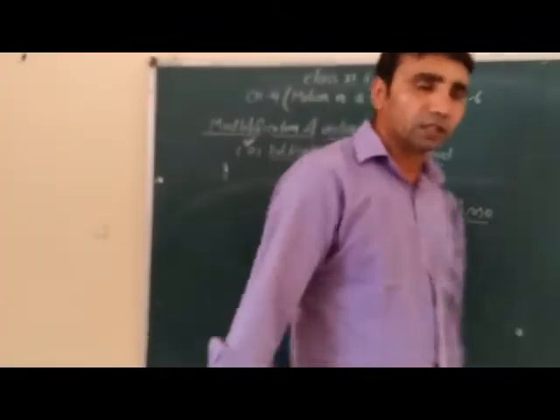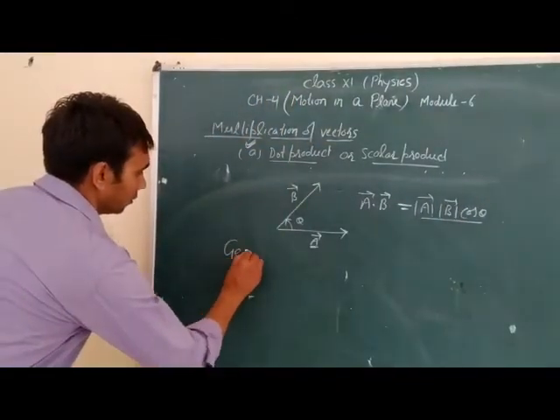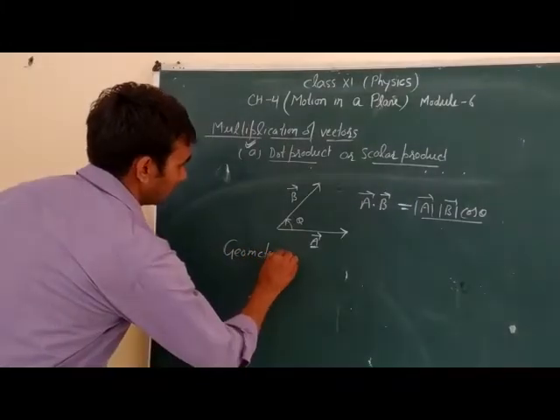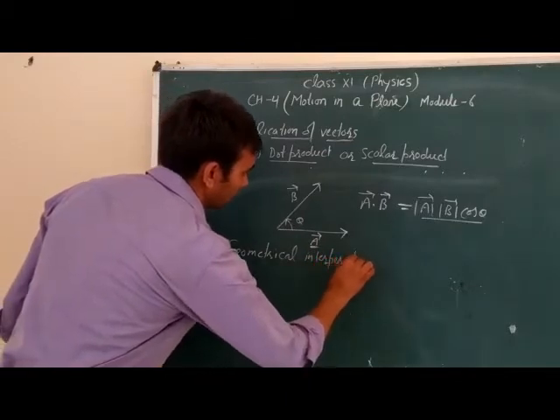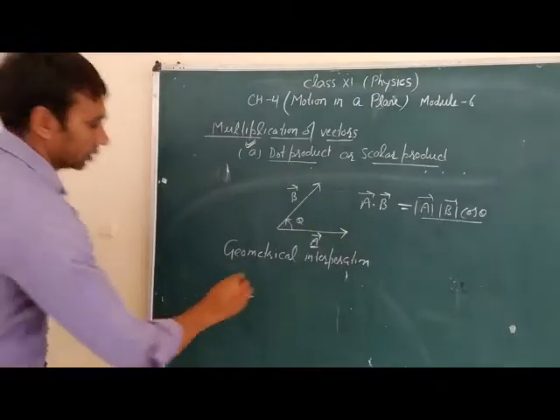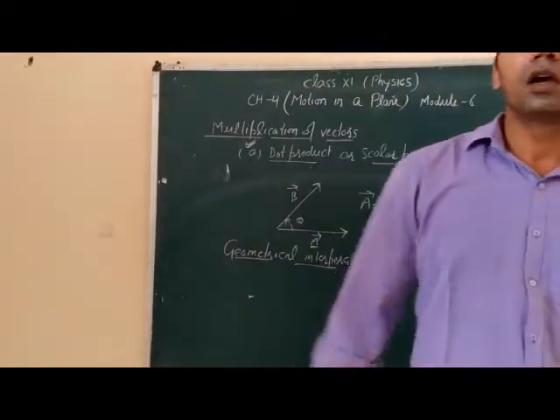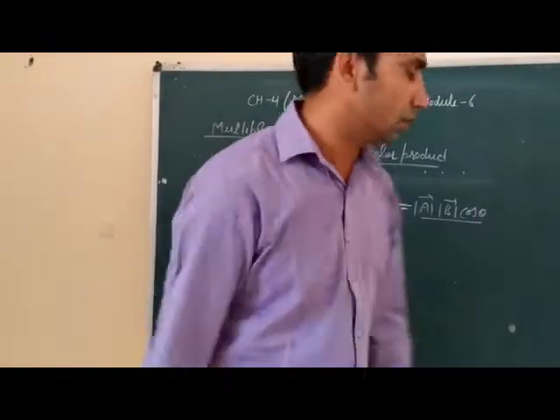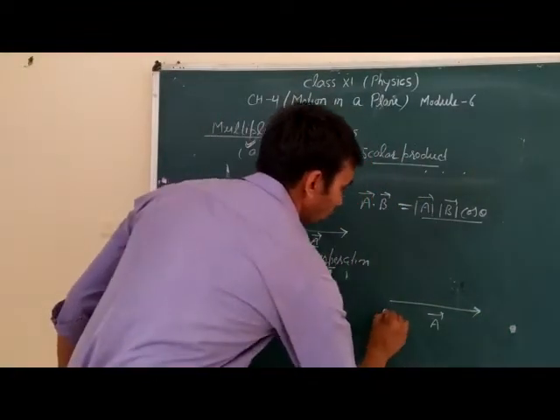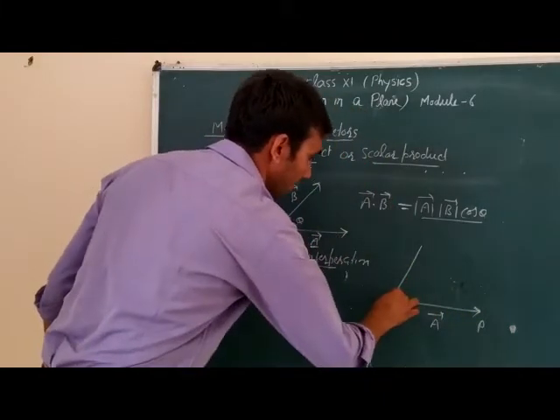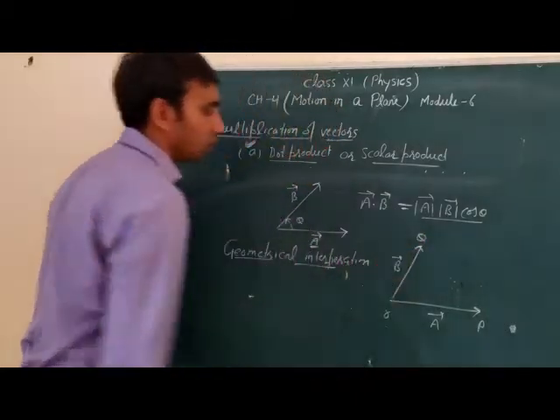Now, the geometrical interpretation of the scalar product. With the help of geometry, we can discuss what the dot product or scalar product is. This is vector A, that is OP. This is another vector B, that is OQ.